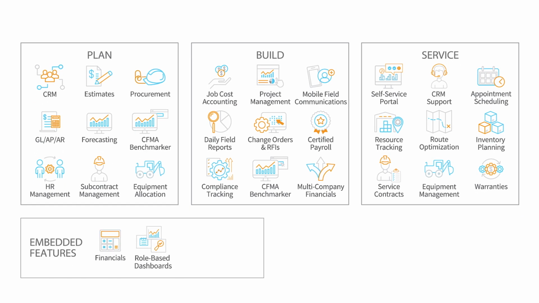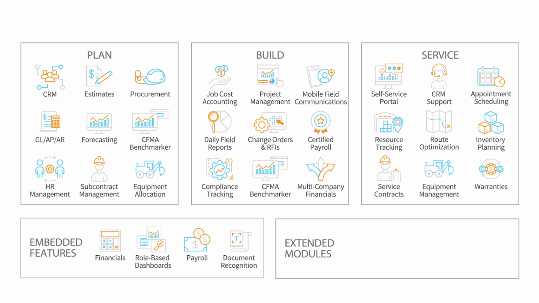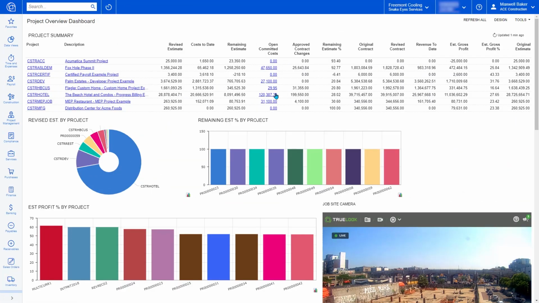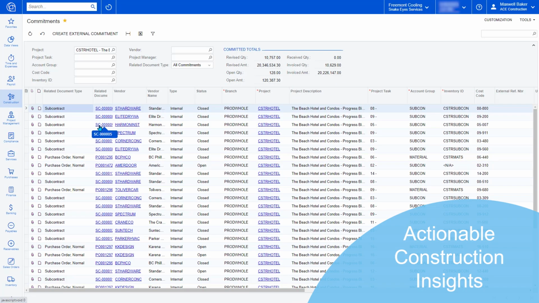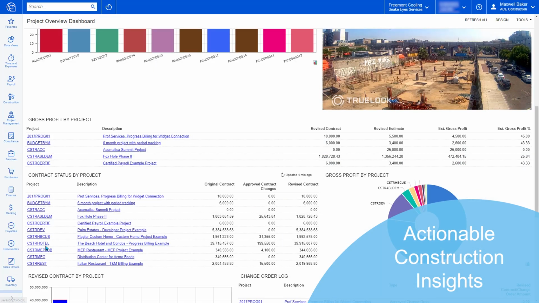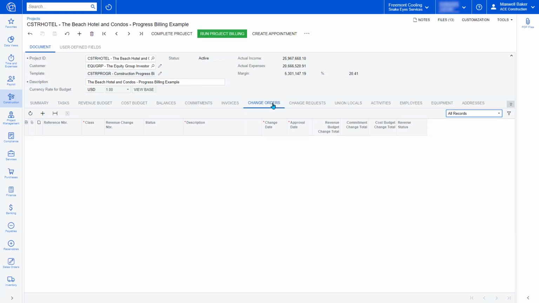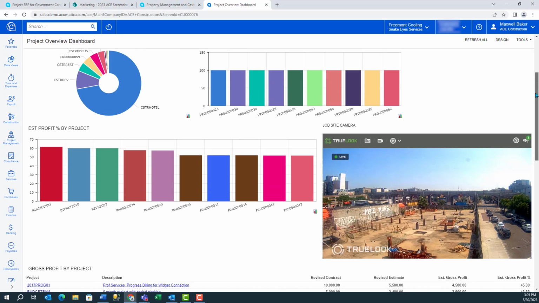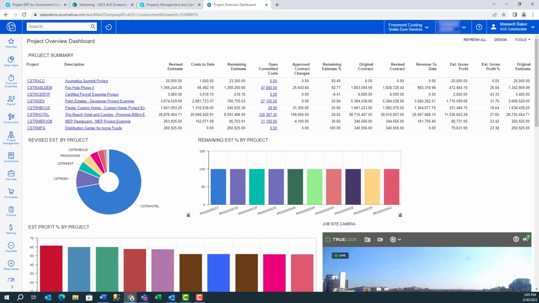Acumatica Construction Edition has a full suite of financial and business intelligence features. Extend the system with native manufacturing, warehouse management, and field service modules that position you for growth opportunities. Know what's happening across your organization with role-based dashboards. Drive project success with live data and drill downs to detailed transactions such as commitments and change orders. Easily tailor construction reports to monitor production costs and resource utilization with native connections to proven applications.